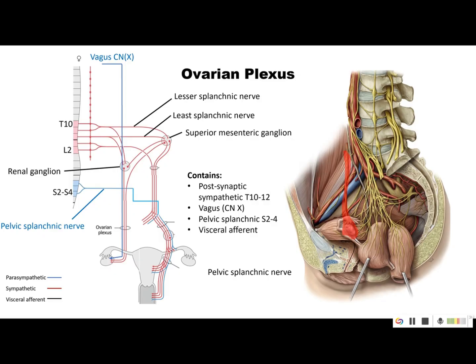The parasympathetic innervation of the ovary stems from two sources. The main contribution is from the vagus nerve. The other contribution is from the pelvic splanchnic nerves via the inferior hypogastric plexus. Visceral afferent sensory fibers from the ovary follow the sympathetic fibers retrograde back to the central nervous system.